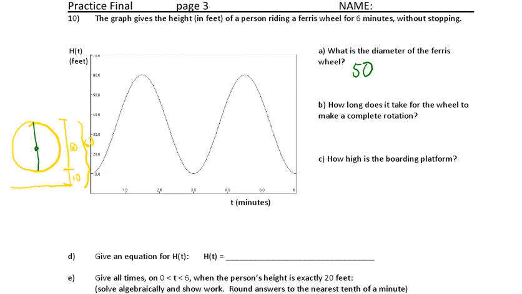All right, so with the Ferris wheel problem, the amplitude is the same as the radius of the Ferris wheel. And how long does it take for the wheel to make a complete rotation? I think that's pretty easy to see from the graph. We're at the bottom here, and then we're back at the bottom 3 minutes later. So it takes 3 minutes. And we can assume the boarding platform loads us on at the bottom of the wheel. So the boarding platform is 10 feet. And it's important to put units.